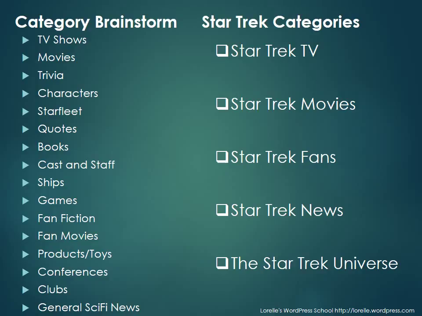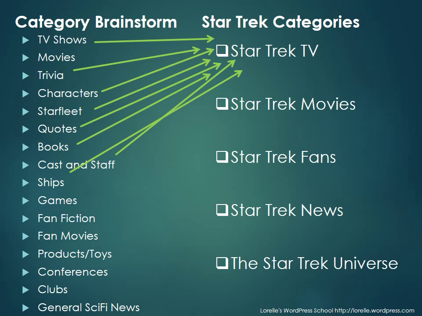Now let's start sorting these out and putting these different things into their different groups. As you can see, under Star Trek TV, I've put TV shows, trivia, characters, Starfleet, quotes, books, cast and staff, and ships. That's appropriate for the TV show. Now, what are we going to put into movies? We're putting movies. Oh, trivia, characters, Starfleet, quotes, books.